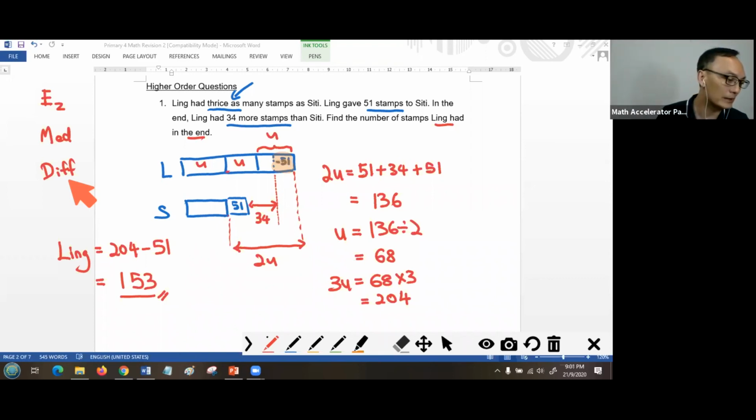So now we're going to do the last question. So if you're ready, can you type question 2? Then we move on to the last question. Okay, let's move on.